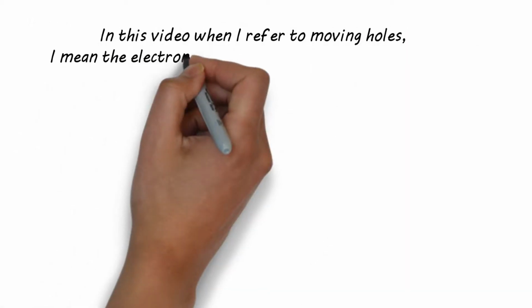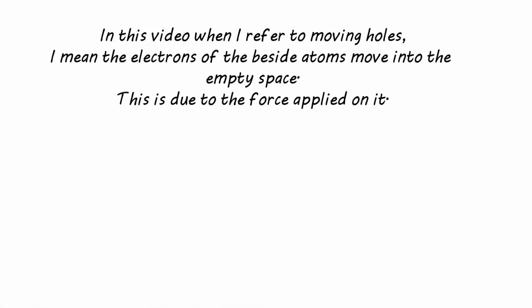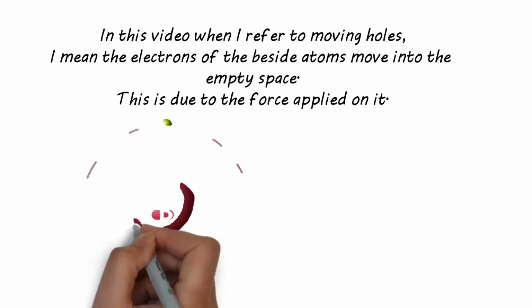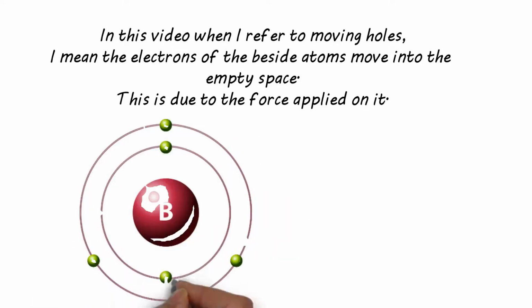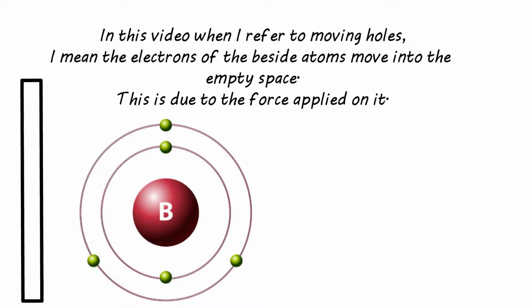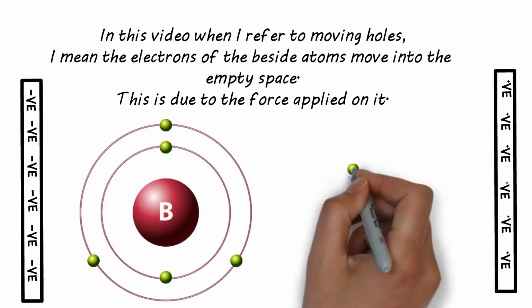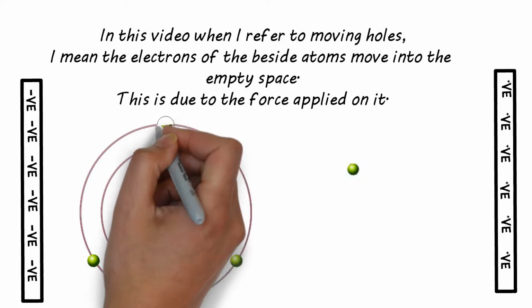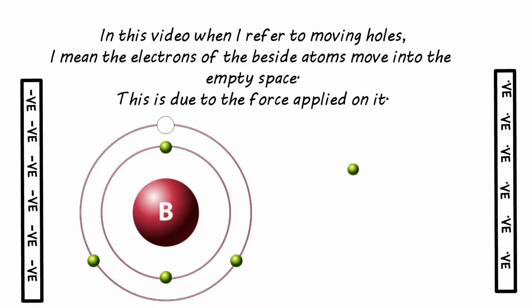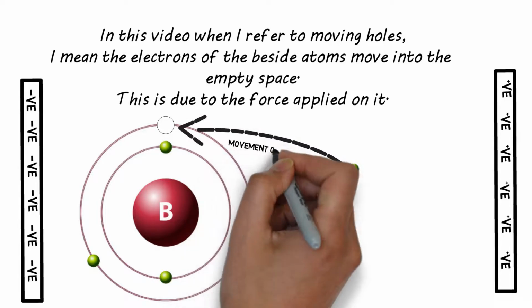In this video, when I refer to the moving of holes, I mean the electrons of the beside atoms in p-type material take the place of the hole. This changes the position of the hole. Placing a negative terminal near the boron atom shifts the electron to the position of the hole. A hole builds up in this place as the electron moves to the positive terminal. This change in position is similar to a moving hole. Hence it's conveyed and compared to moving holes.